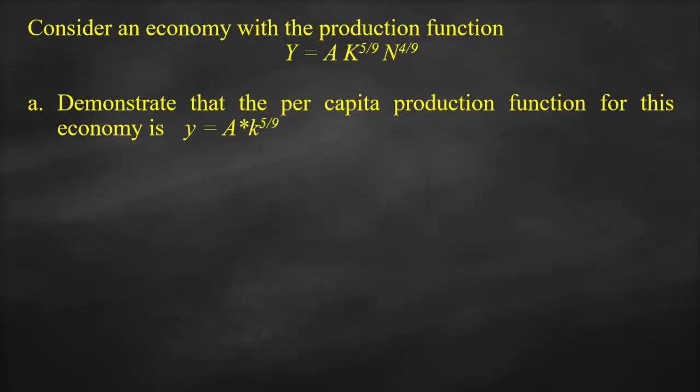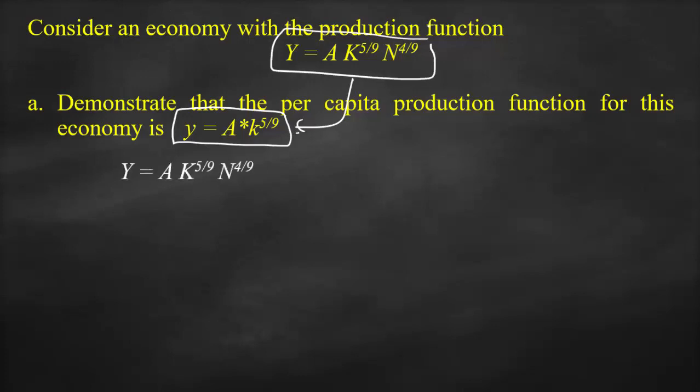Demonstrate that the per capita production function for this economy, our little y, which is our output per capita, is equivalent to technology multiplied by capital per capita to the power 5 over 9. So I would like to get this from our original Cobb-Douglas production function. I will write my production function here as Y equals A K to the power 5 over 9, N to the power 4 over 9. I will move it from a fraction into a decimal. So 5 over 9 here is equal to 0.56, and 4 over 9 is equal to 0.44.